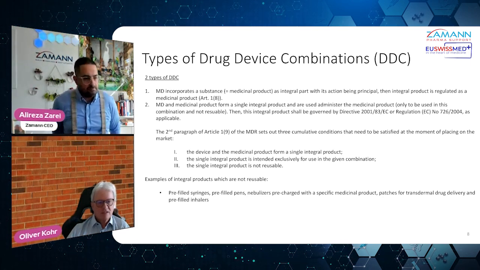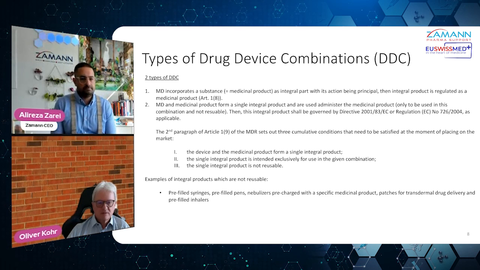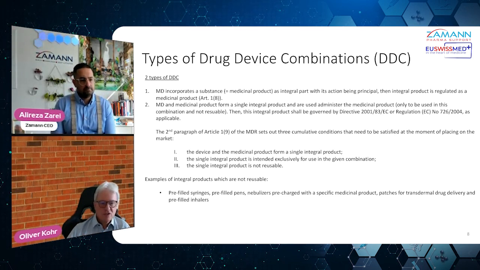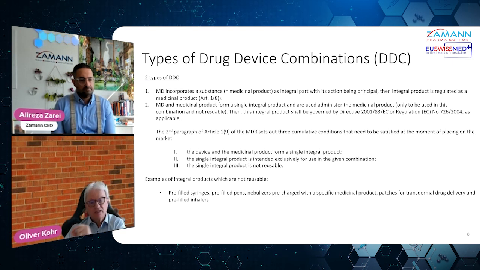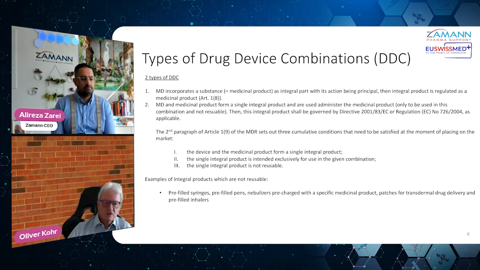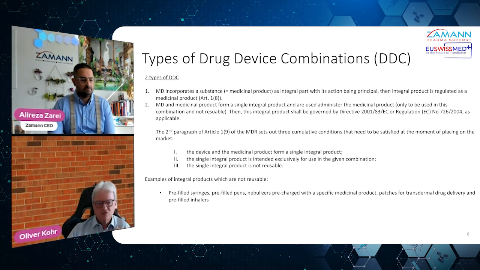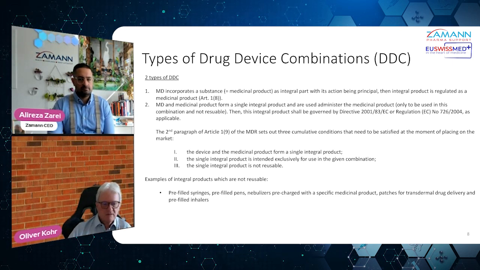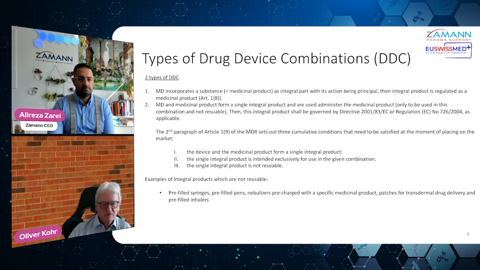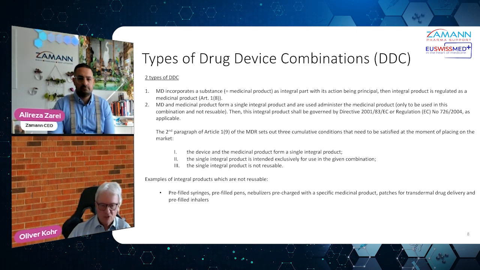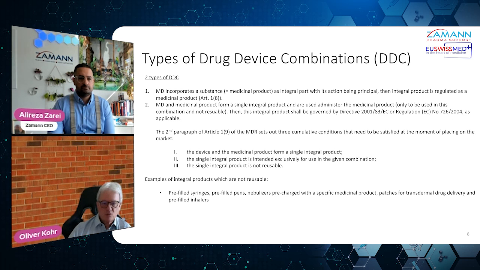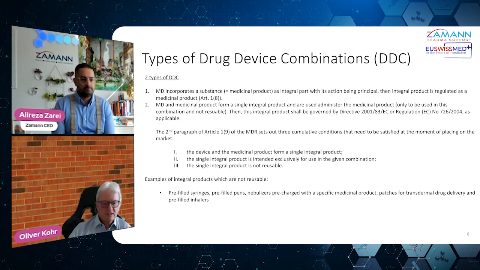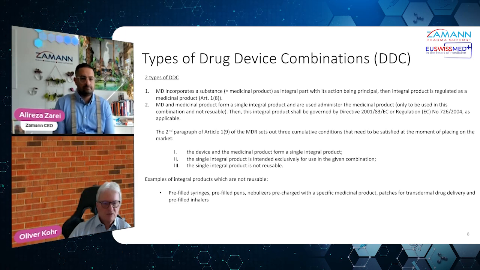What you see is the device and the medicinal product forming a single integral product with a formula, yes or no. You have to ask the question: is it intended exclusively in this combination, or is it reusable? These are the key three questions you should ask yourself when you classify the DDC device. I'll give you some examples: refill syringes, refill pens, as I mentioned earlier, nebulizers, pre-charged EPUs. So you see, these are some examples for that.